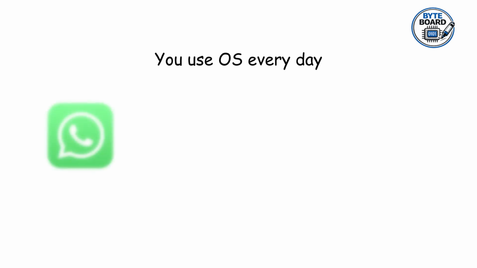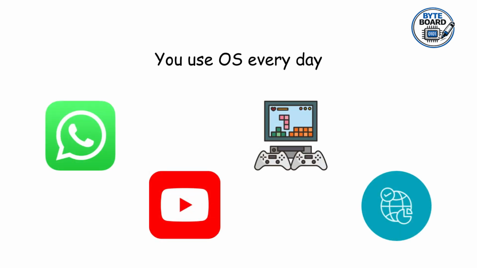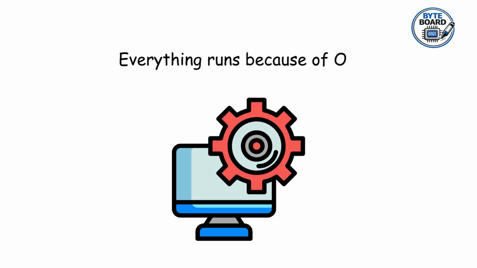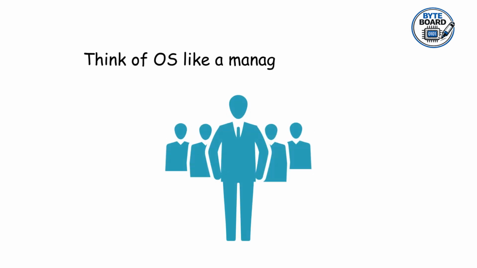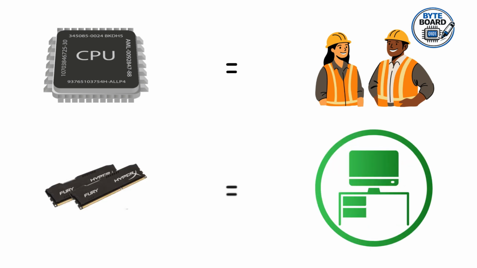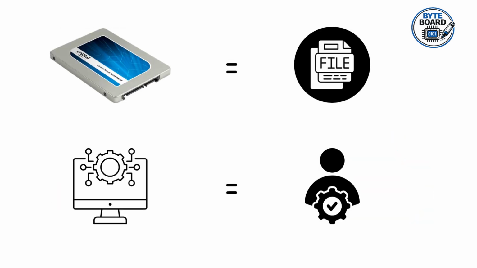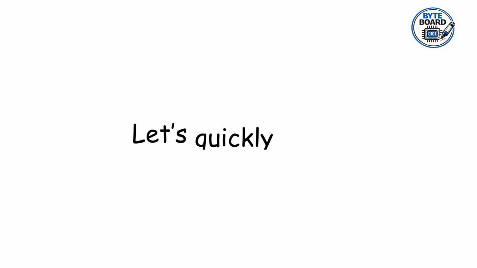Operating system in daily life. You use an OS every day. Opening WhatsApp, watching YouTube, playing games, browsing the internet, everything runs because of the OS. Simple example: think of the OS like a manager in a company. CPU equals workers, RAM equals workspace, storage equals files, and OS equals the manager controlling everything. Without the manager, chaos.